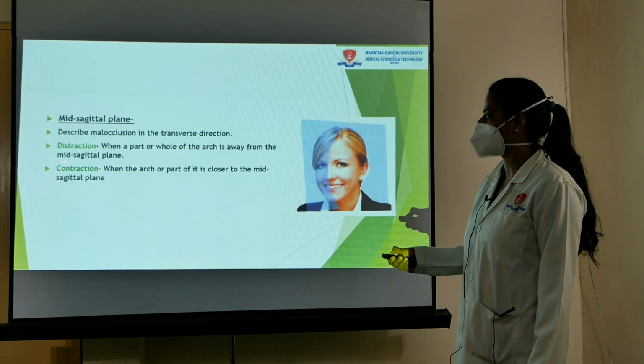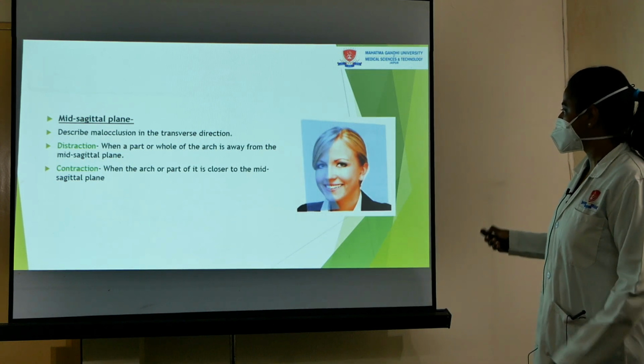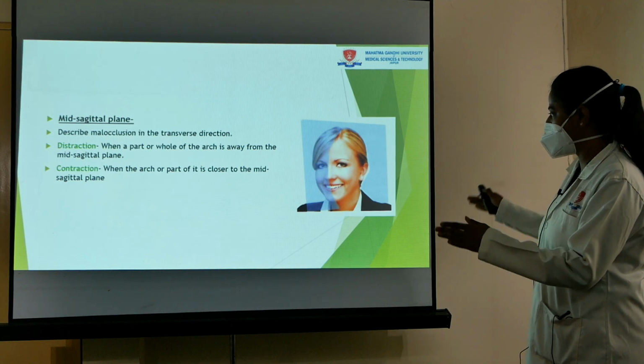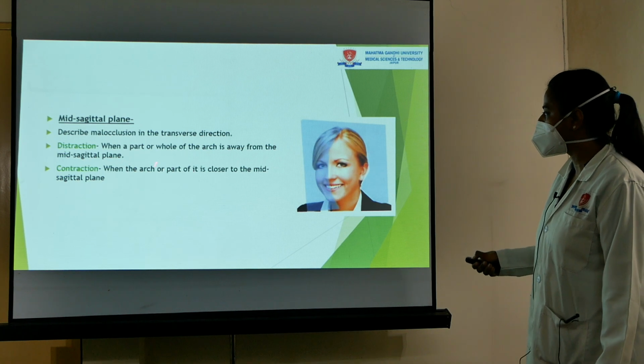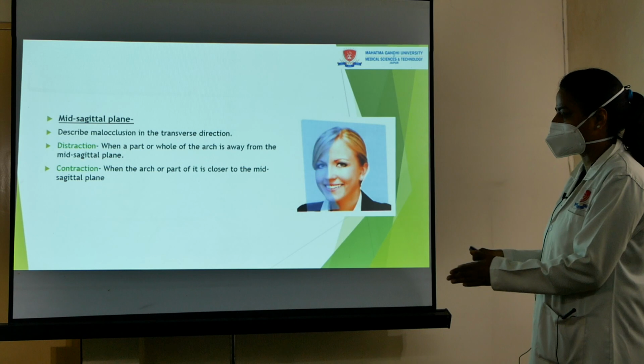In this the distraction and contraction, two malocclusions are there. Distraction means the complete arch is away from the mid-sagittal plane, it will create the scissor bite. And the contraction means when the complete arch or the part of it is closer to that of the mid-sagittal plane, means it will create the cross bite.